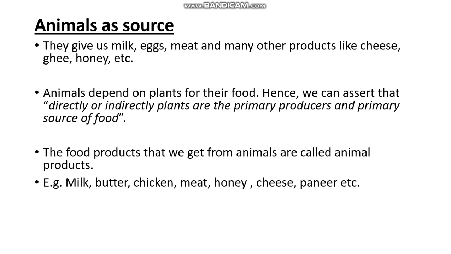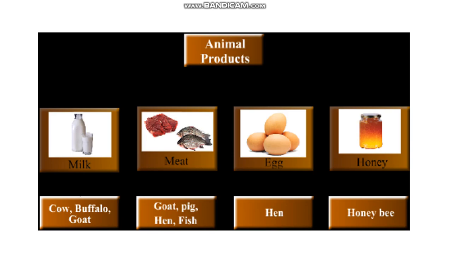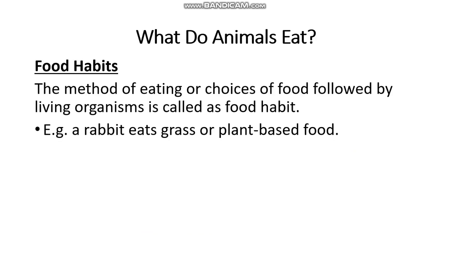So the food products that we get from animals are called animal products. For example, milk, butter, chicken, meat, honey, cheese, egg, paneer, etc. We can see in this picture animal products. Milk is from cow, buffalo, goat. Meat from goat, pig, hen, fish. Egg from hen, and honey from honeybee.